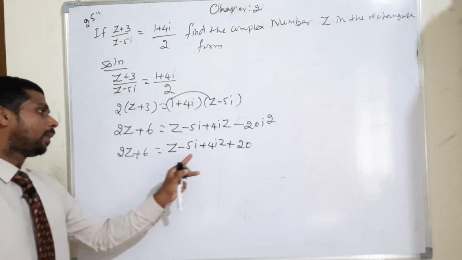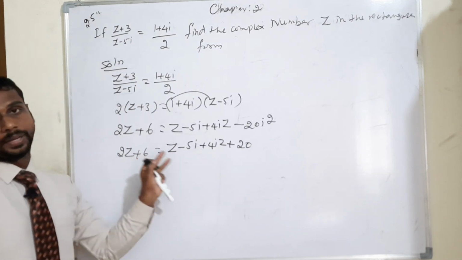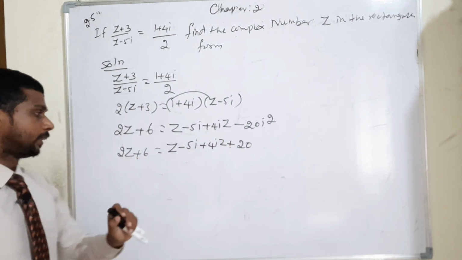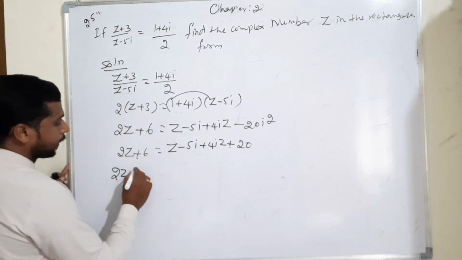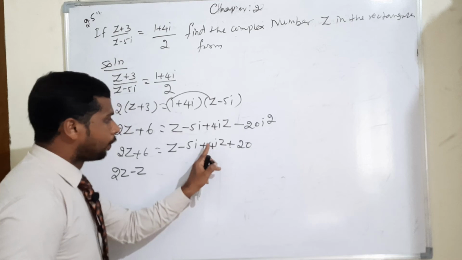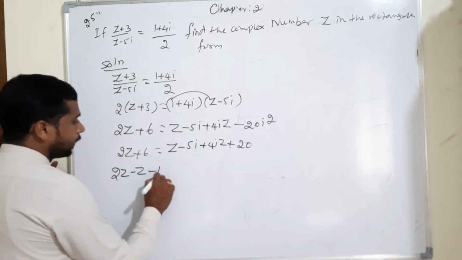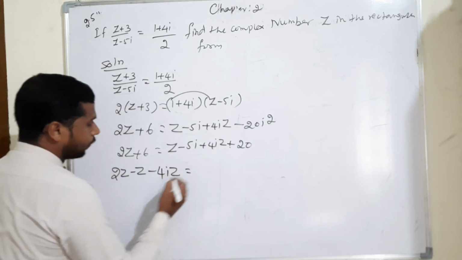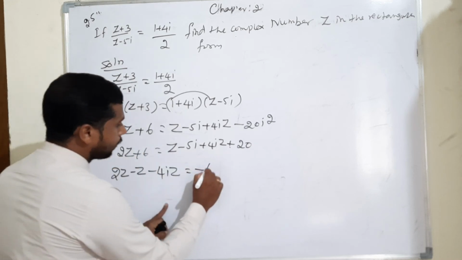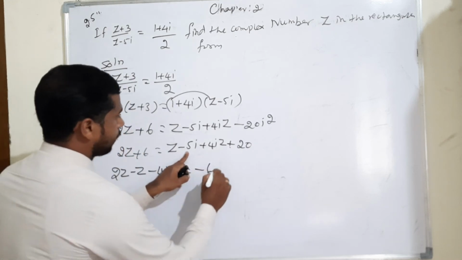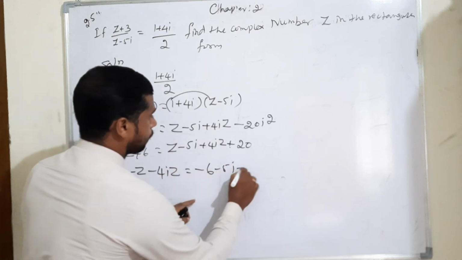Then equate grouping of z one side, real and imaginary other terms opposite side. What will happen, grouping means 2z, z bring out opposite side means minus z. Another one plus 4i z bring out opposite side means minus 4i z is equal to, remaining real and imaginary separate means plus 6 bring out opposite side minus 6. Here already minus 5i is there, plus 20 is there.